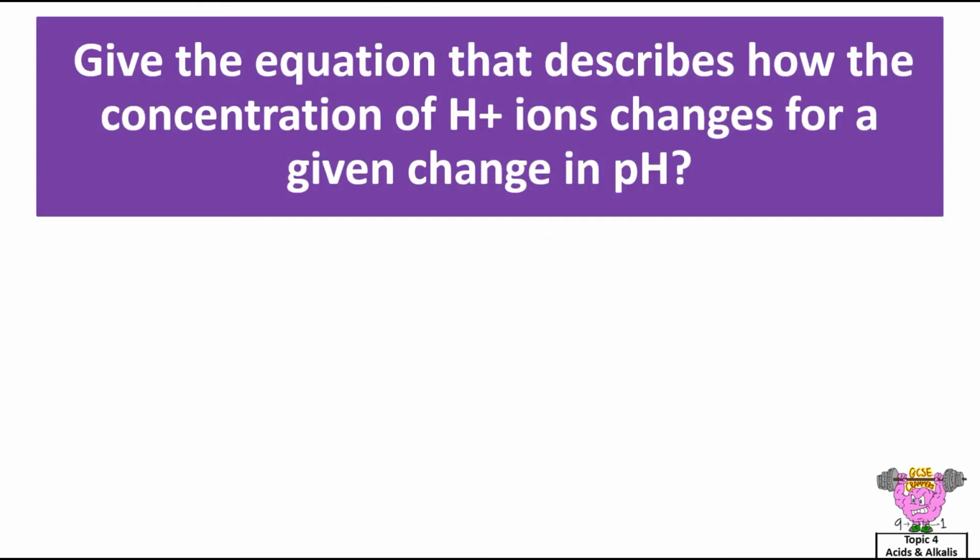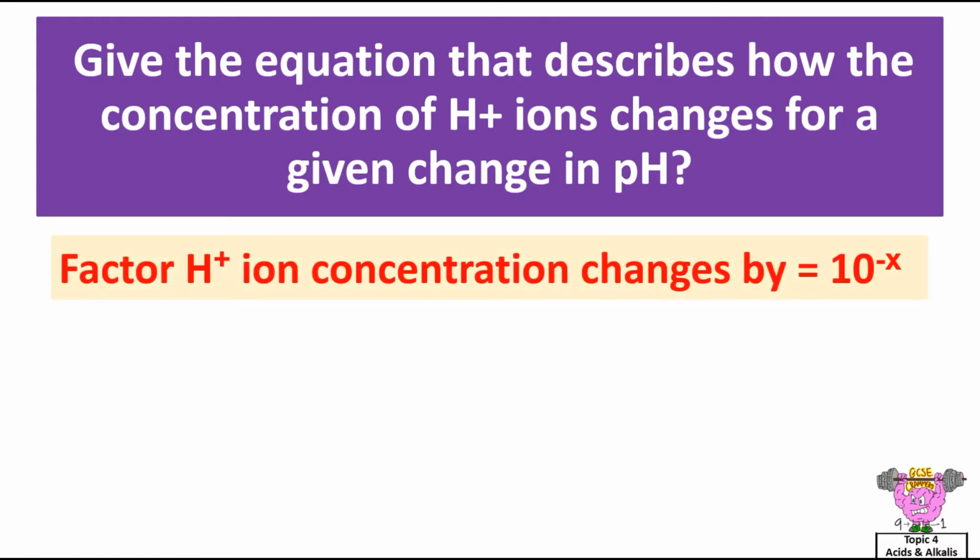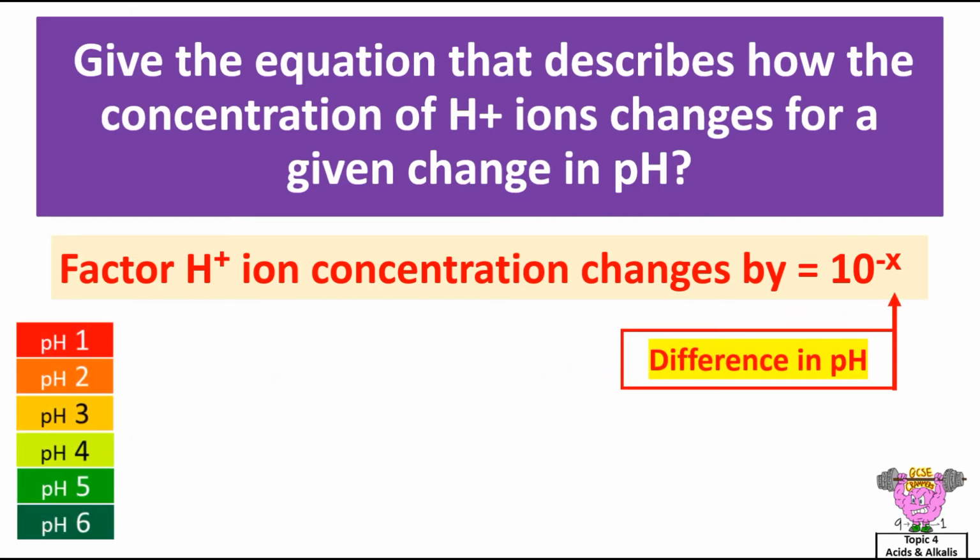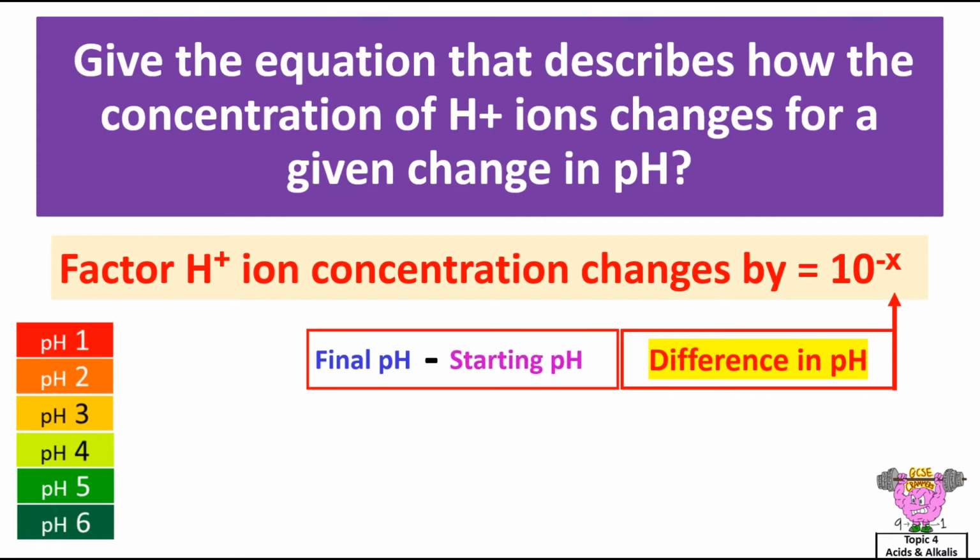Give the equation that describes how the concentration of H+ ions changes for a given change in pH. Factor H+ ion concentration changes by 10 to the power of minus x. x stands for the difference in pH. To work out the difference in pH, take the final pH and subtract the starting or original pH of the solution, giving you the difference in pH.